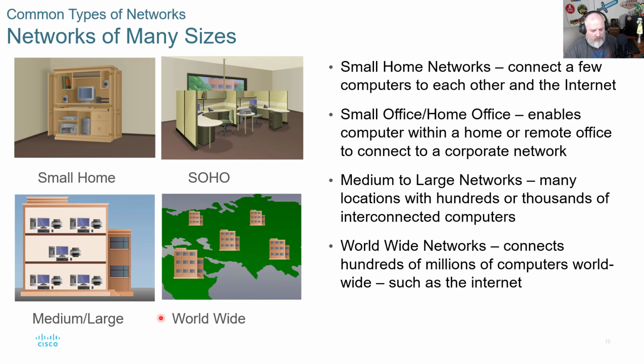And then you've got your worldwide. Think of the internet when you're talking about the worldwide. That's a large network. And you can have multiple worldwide networks. So you can have big, large networks in a country or in a city or a state. And then those can be connected to other networks. And then those all connect into the worldwide network, or what we call the internet.